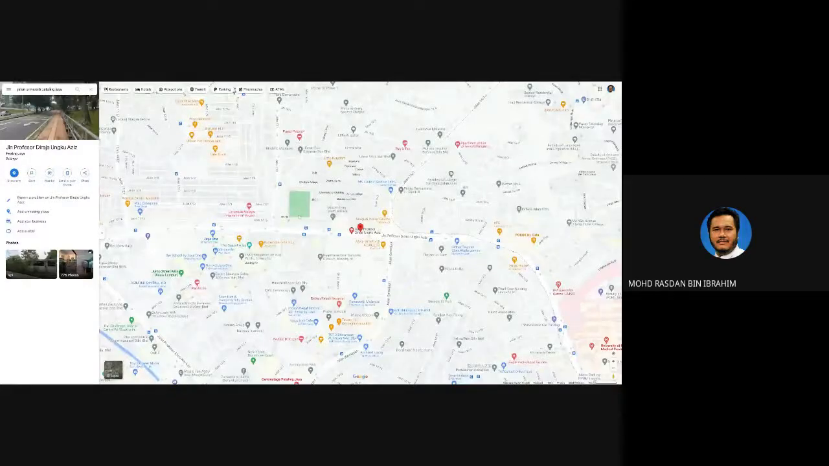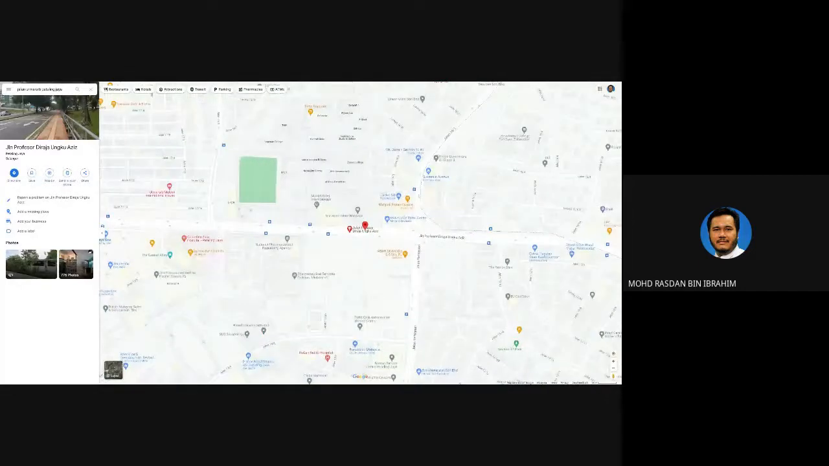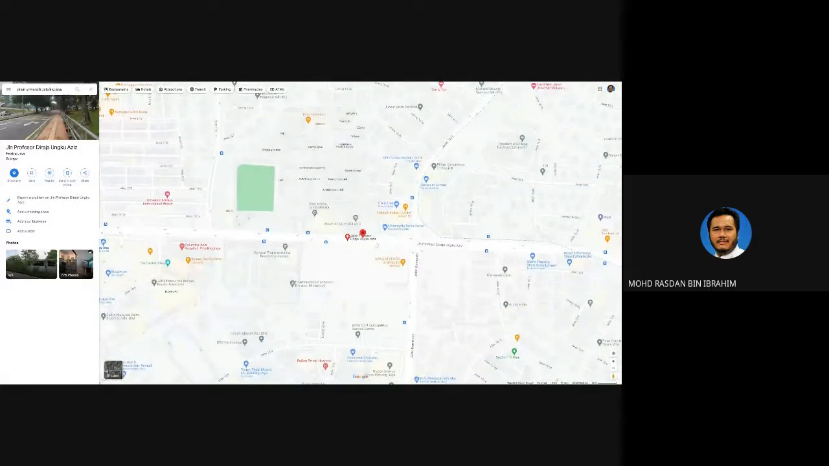So this is Jalan Profesor Engku Aziz. This is PJ Gate. And this is Intan. Let's measure. So the distance here is 500 meters. Okay, 500 meters is okay. What road is this? Jalan Profesor Engku Aziz. Just remember 568 meters.